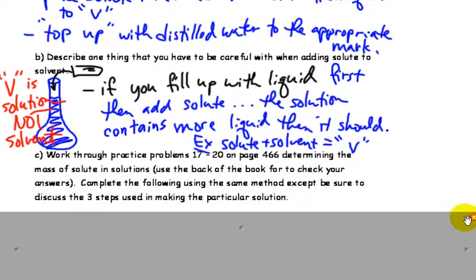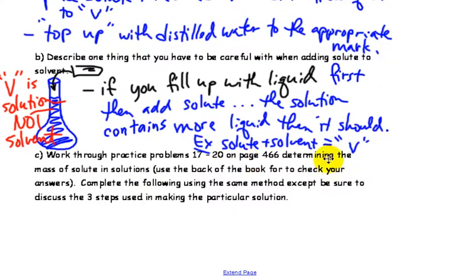Okay, and the next part here, I just allude to; there are examples in the textbook, but we'll be going through a few of them here anyway.